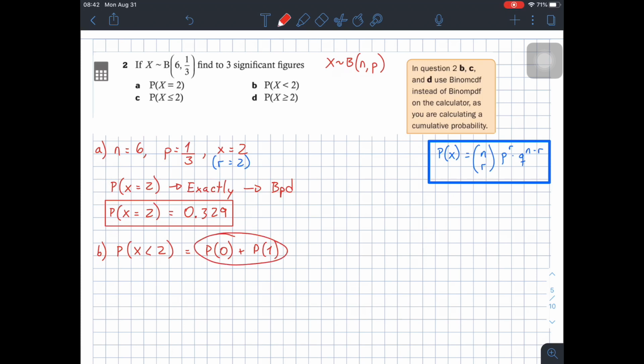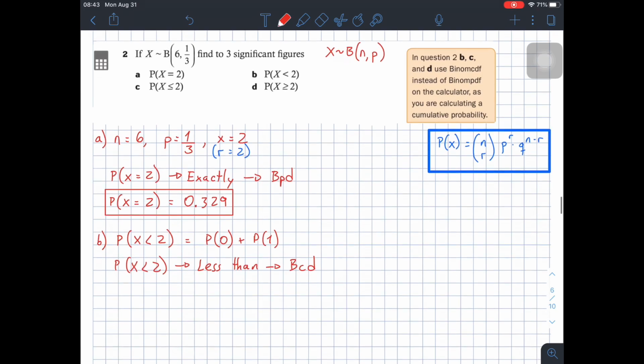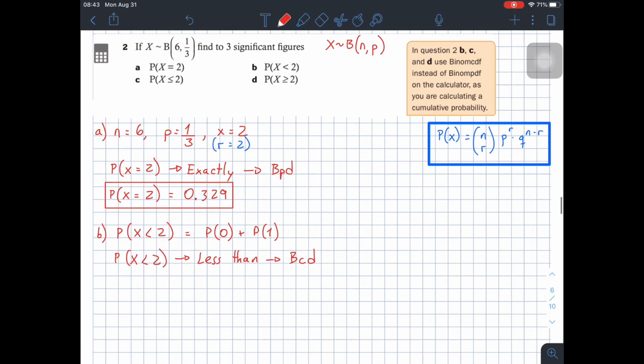But instead of calculating this independently, because we can calculate this separately and then add the two values using BPD, we can do this directly by using, I'm going to write it like this, less than. Whenever you see less than or more than, you should automatically think about using BCD in the calculator, which means binomial cumulative frequency, right? So if we write the information again, we have the same information. N is 6, the probability is 1/3, and x should be 2, okay?